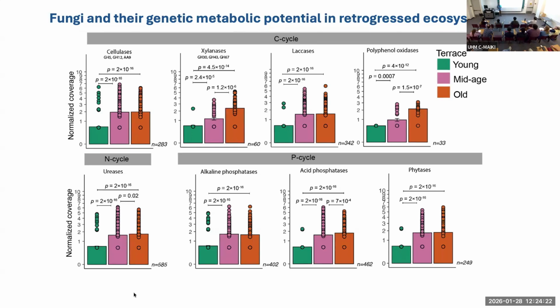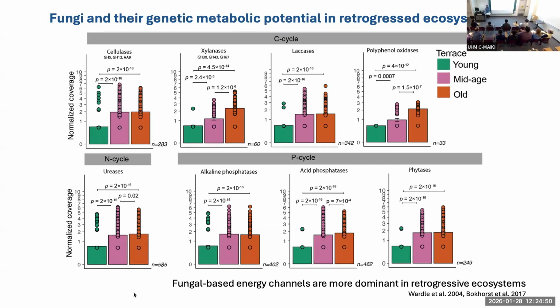So this is indicating potentially that fungi are high contributors to carbon cycling in the soil and the mobilization of carbon. For nitrogen cycling, there is higher potential of ureases in these older terraces, and for phosphorus cycling it is the same story: alkaline phosphatases, acid phosphatases, and even phytases. So they could potentially be contributing to the stabilization of these ecosystems in these degraded soils. And well, in 2017, Wardle and Bonghurst published that fungal-based energy channels are more dominant in retrogressive ecosystems. They did that by analyzing amplicon sequencing in these old terraces, and now we add a little bit more to this story by showing changes in fungal genetic potential in these terraces.